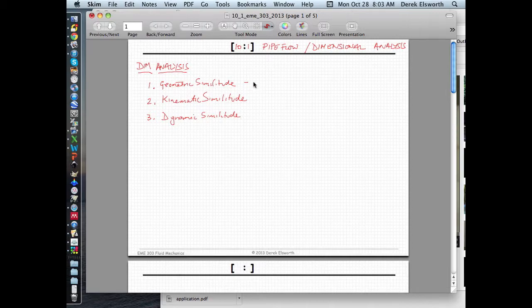So the ratios of lengths in our system have to be the same between the model and the prototype. And length over diameter is something that we'll use in pipes. Length of pipe versus diameter of pipe. So kinematic similitude was basically that we wanted the flow patterns around the pipe or around the airfoil or in the pipe to be the same.